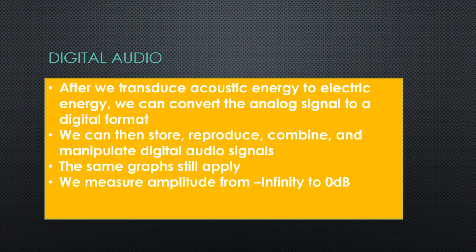Digital audio. This is where it starts to become what we are dealing with in this course, but as I mentioned before, all the terms from before are still going to apply, and we're going to see them in our software. So after we transduce acoustic energy to electric energy, we can convert the analog signal to a digital format. Once we are in that digital format, it becomes super easy to store, reproduce, combine, and manipulate digital audio signals. The same graphs still apply, and we measure amplitude from negative infinity to 0 dB. So everything I was just talking about with that analog system is very, very similar, but rather than having our audio stored in a physical medium, like a record or a piece of tape, it's stored as digital information on a disk.